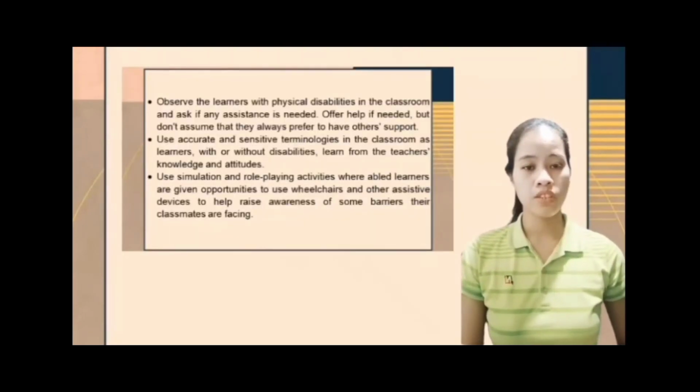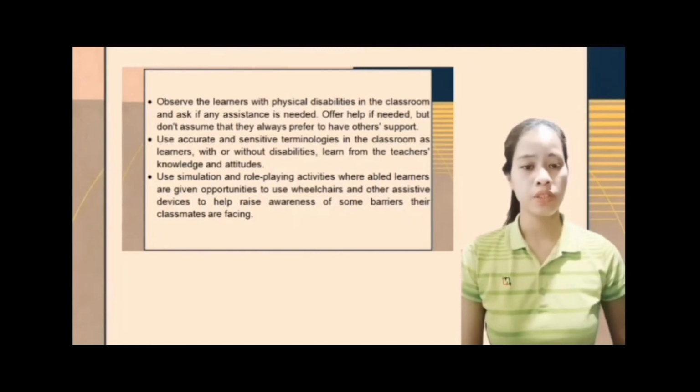Use simulation and role-playing activities where able learners are given opportunities to use wheelchairs and other assistive devices to help raise awareness of some barriers their classmates are facing.